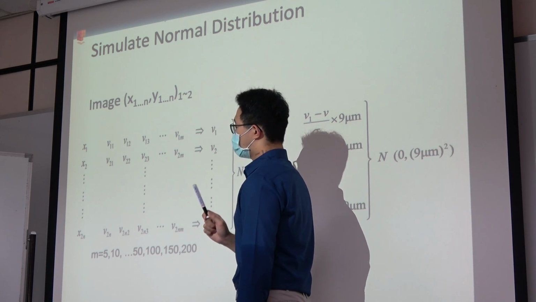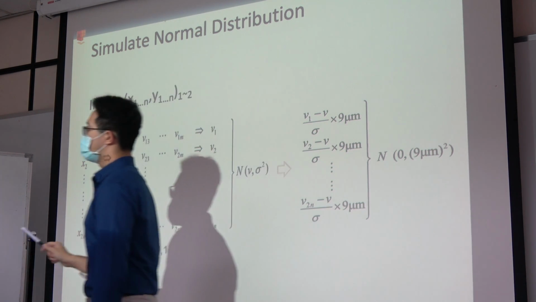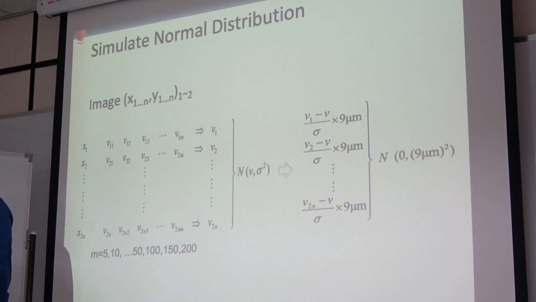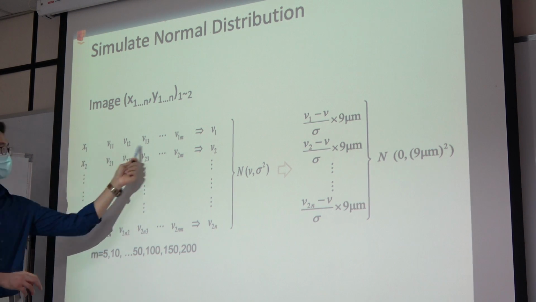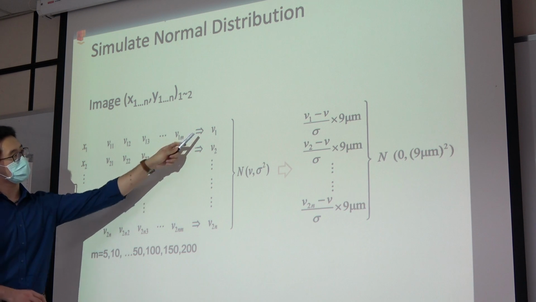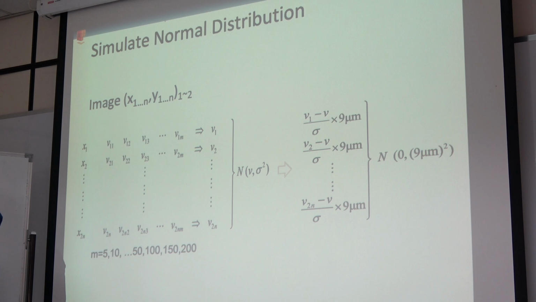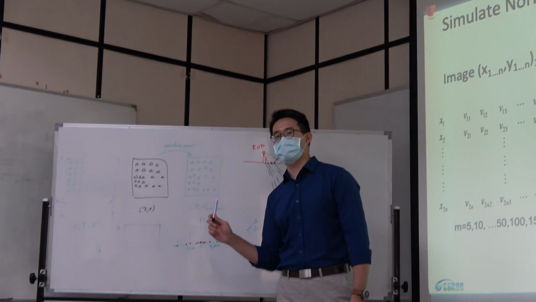The central limit theorem is that originally you have the equivalent distribution. But if you have enough numbers, and then you take the average, and then this v1 to v2n, you will follow a normal distribution.